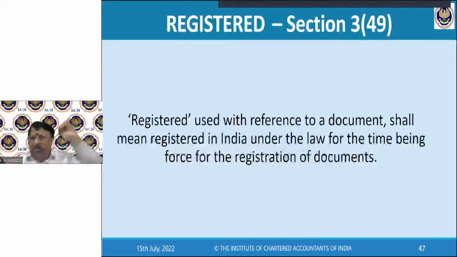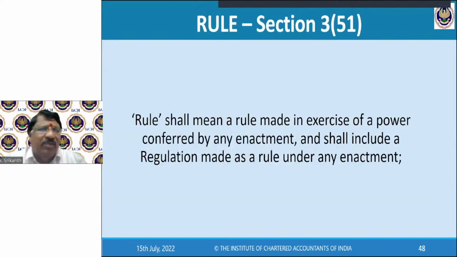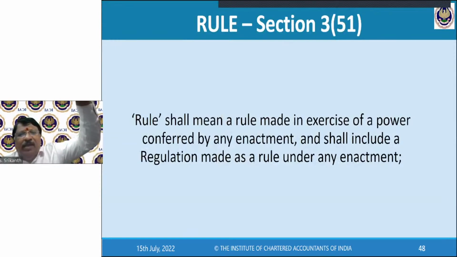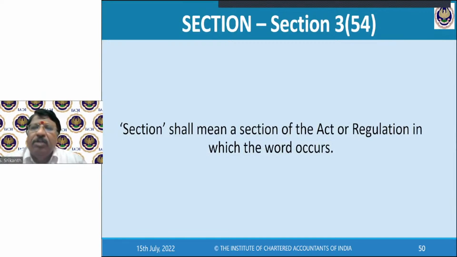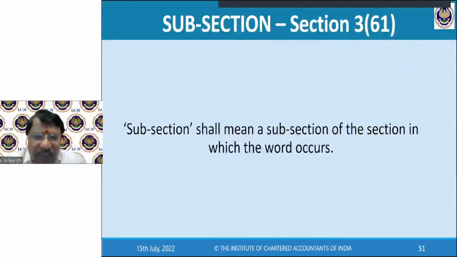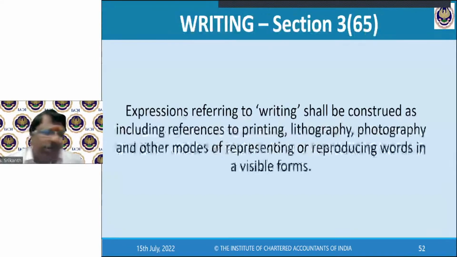Registered, again a definition used with reference to a document, shall mean registered in India under the law for the time being in force for the registration of documents, right? So just simply, these are all clarificatory definitions. Rule shall mean a rule made in exercise of a power conferred by any enactment. So every enactment will have a rule-making section. A specific section will be there under which the central government will be given the power to make rules. Schedule shall mean a schedule to the act or regulation in which the word occurs. So when you say schedule, you mean schedule to that act. Section means a section of the act or regulation. This is just clarificatory. Subsection means subsection. You know that well. I don't have to waste your time on this.